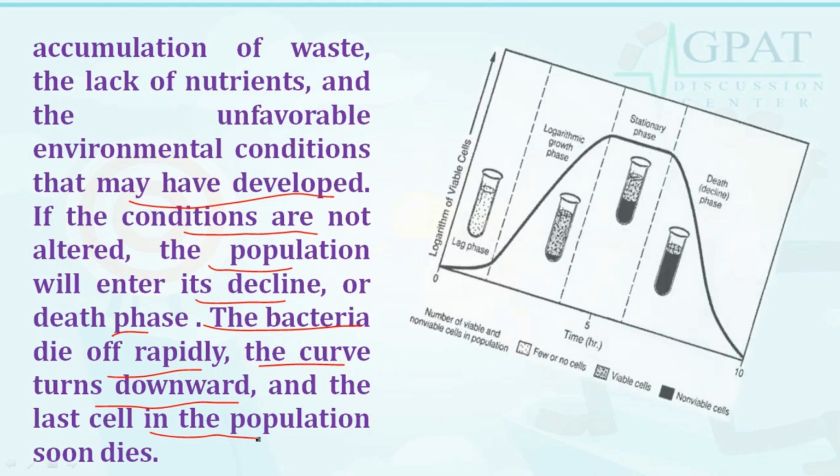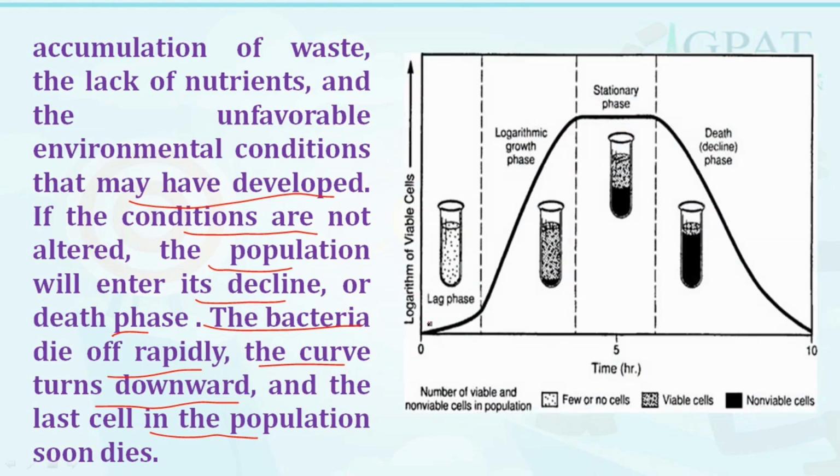So this is the diagram. You can see here the first phase, this is the lag phase, growing phase, then fast growing phase, log phase, this is the plateau, stationary phase, and decline phase, that is the death phase. So these are the 15th question.